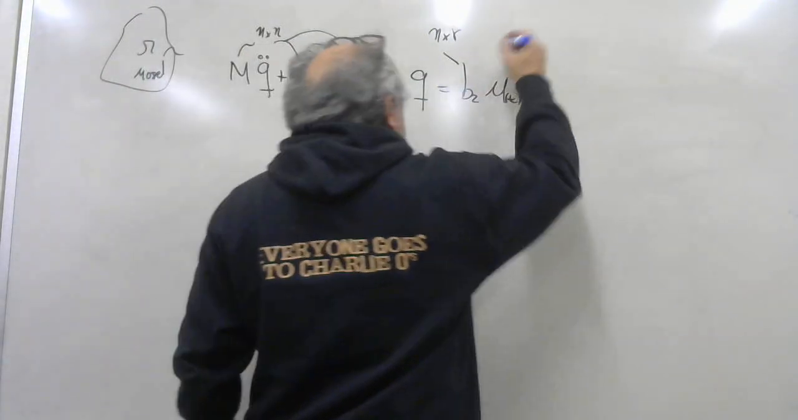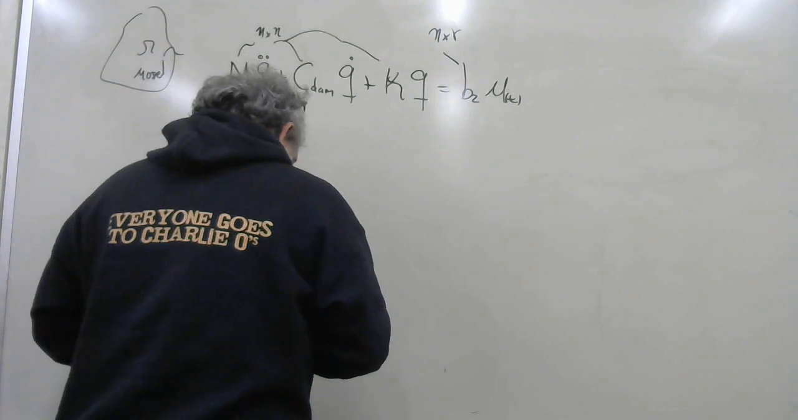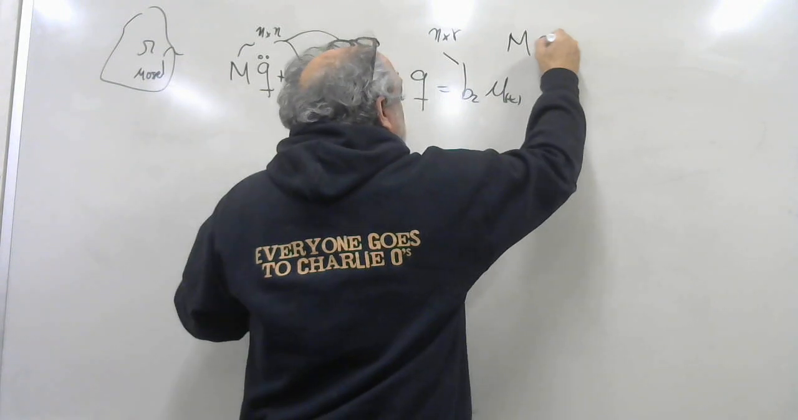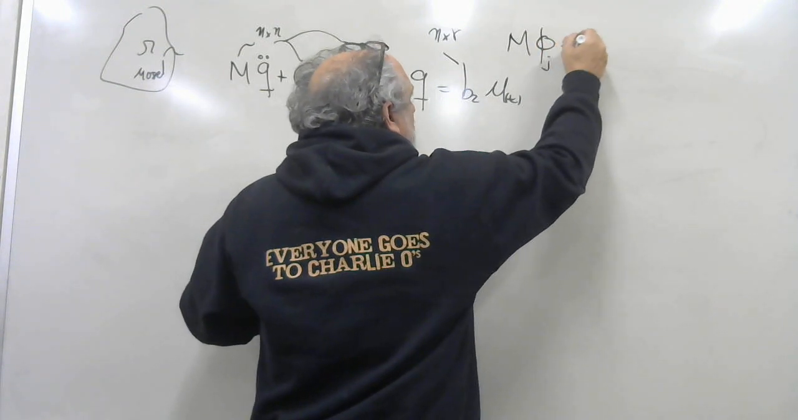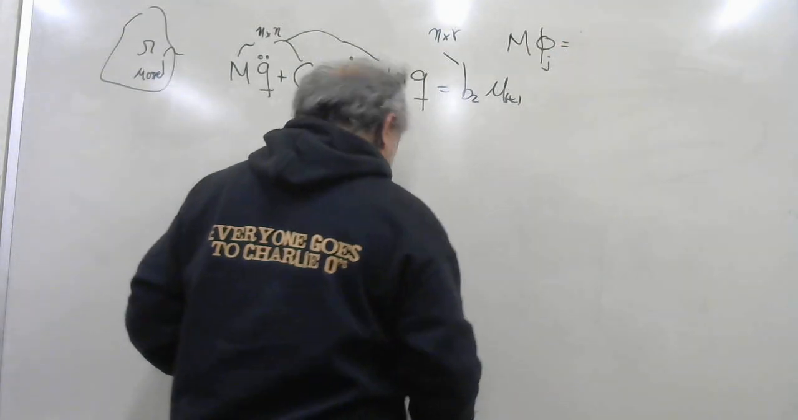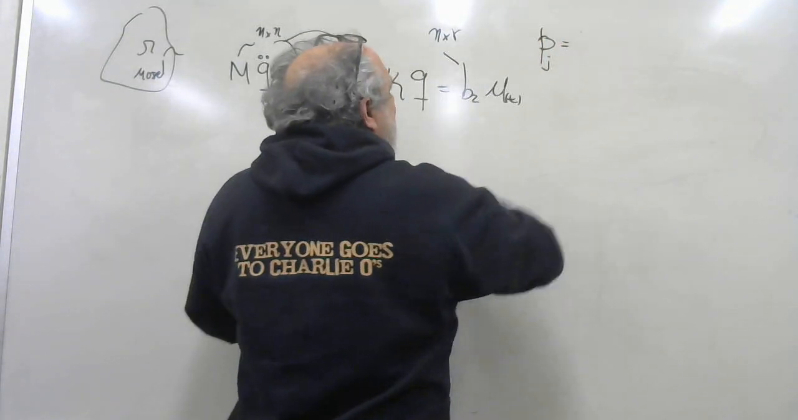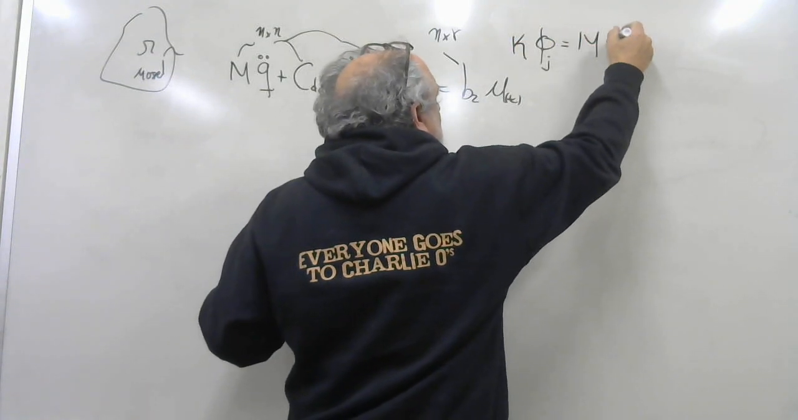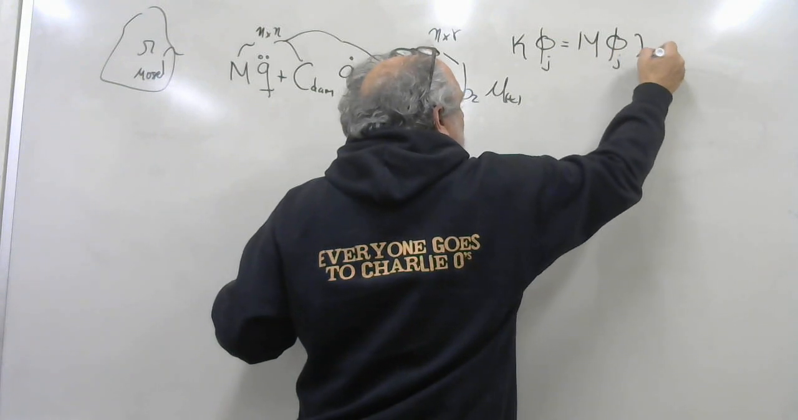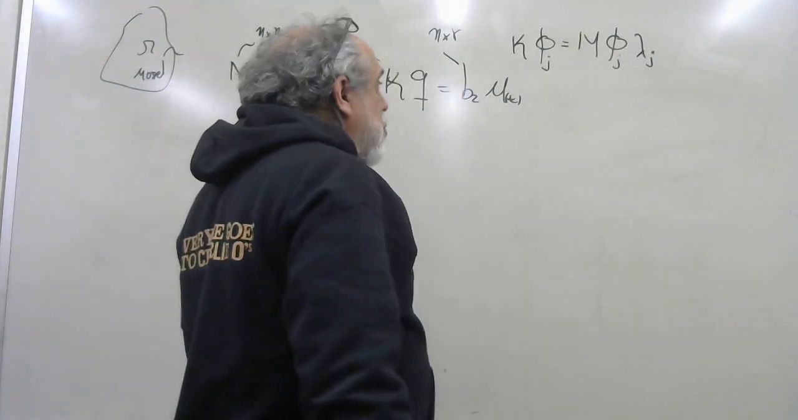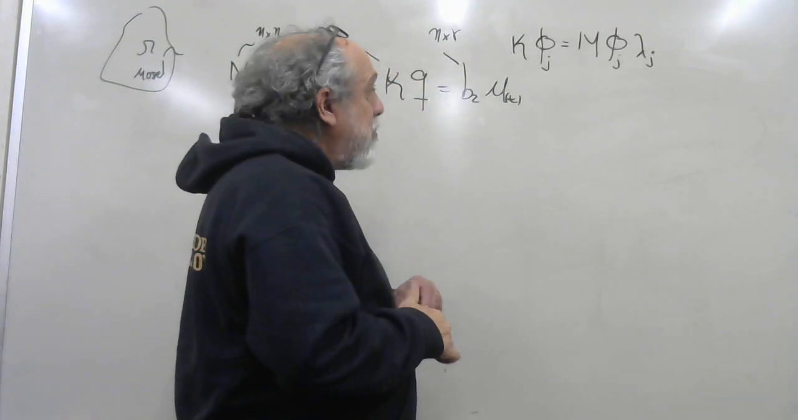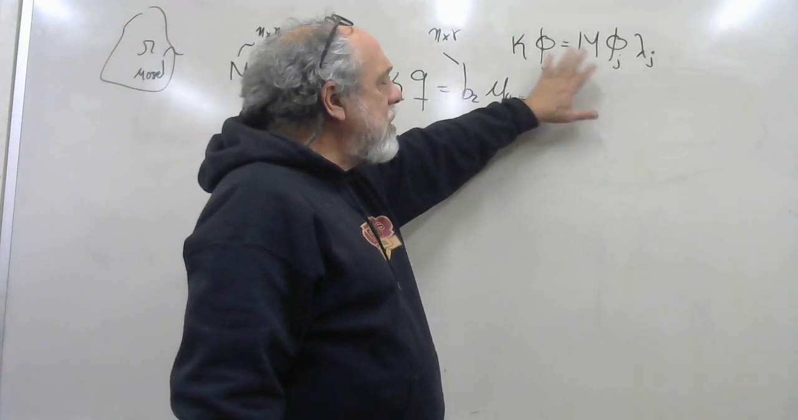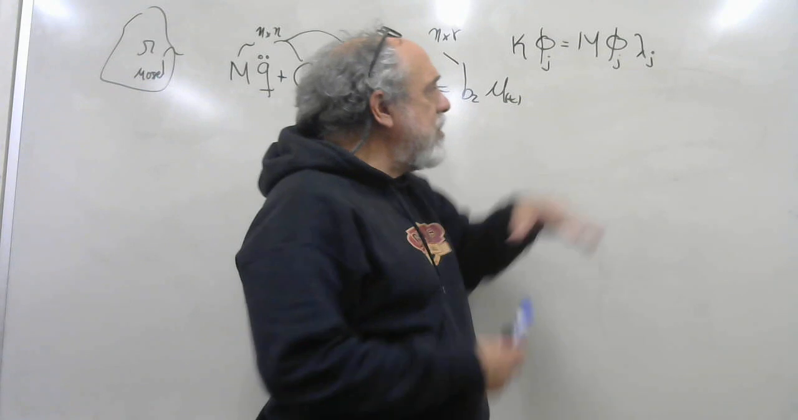At this point, it's worth keeping in mind the eigenvalue problem: the stiffness matrix times the mode shape is equal to the mass matrix times the mode shape times the eigenvalue. That is, a mode shape has the property that when you multiply it by the stiffness and by the mass, you get the same thing except for a scalar.